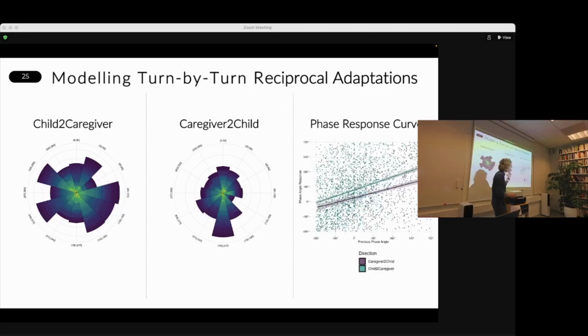Yes, and then here we have the phase response curve as well. As I said before, if we take the previous phase angle and look at how caregivers and children respond to each other, we see linear relationships as well. So the longer the period of the previous vocalization, the longer the latency of the next vocalization, which is quite neat. And we do it despite seeing random fluctuations for the children. Locally, they might be responding in a way that's commensurate with the latency of the adult, but if we look overall, they might not, which is again interesting.